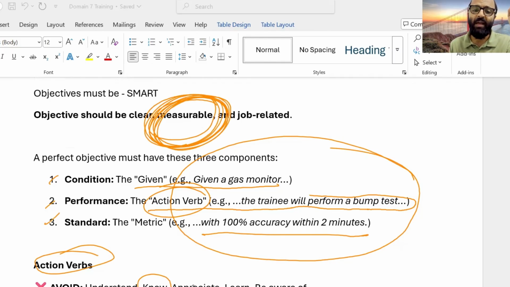"I appreciate your training. Your training was good." क्या appreciate? दूसरा कोई सुनेगा बोलेगा क्या training? So appreciate is not an action verb. "I can learn." No, beware of it. These are all not action verbs.